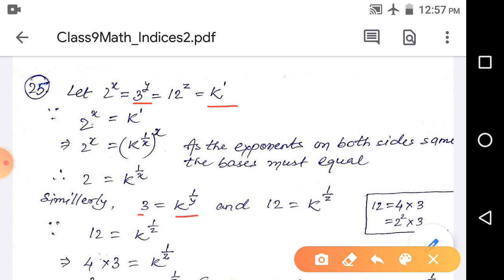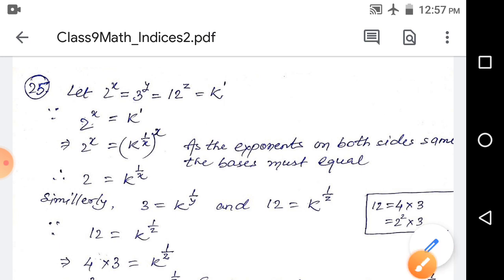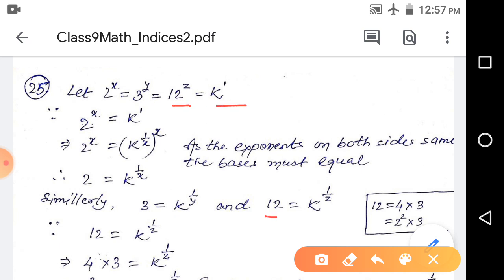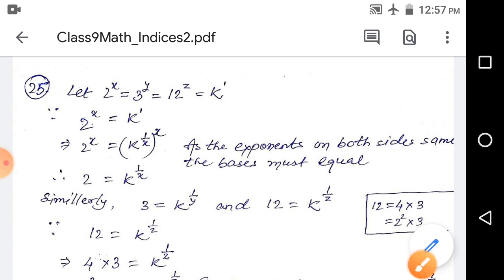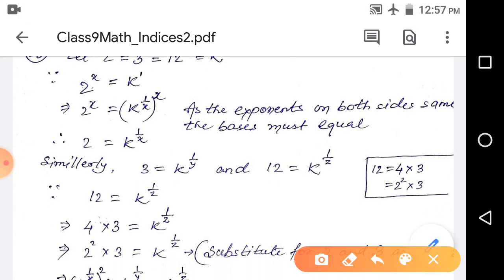Similarly, in the same process, for 12 to the power z equal to k, we can write 12 equals k to the power 1 by z. Okay, now if we proceed with this, 12 equals k to the power 1 by z, here we have to think that this 12 is equal to 4 into 3, and 4 means 2 square into 3. Now we have the value for 2 in terms of x, and this 3 also in terms of y. Okay, see, 3 in terms of y.